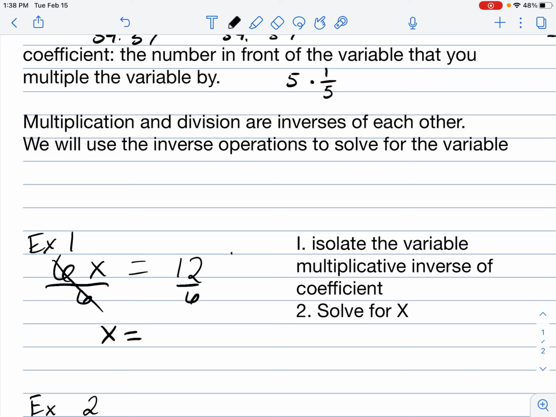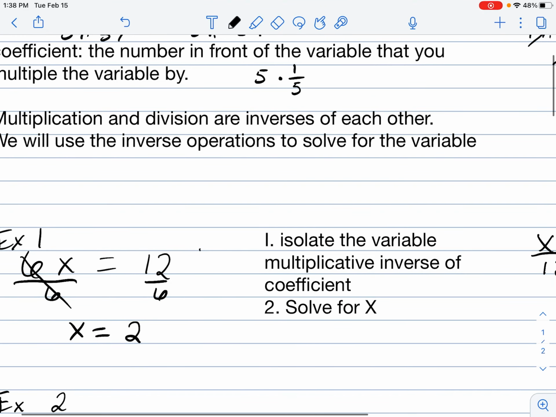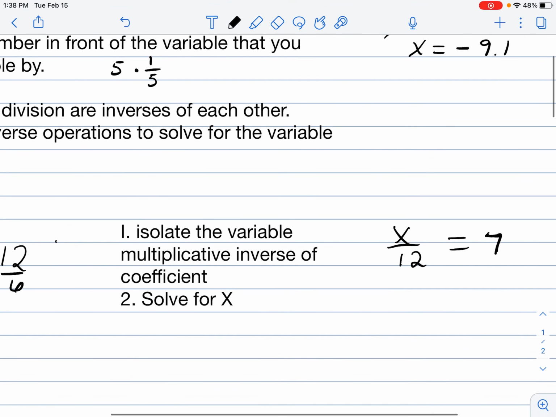So we've isolated the variable on the one side. We've multiplied both sides by the multiplicative inverse to keep the equation equal. What you do to one side, you have to do to the other. So now you have 12 divided by 6, and that gives you 2. So there we've solved for our x.